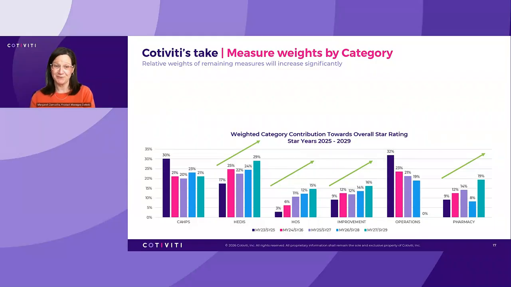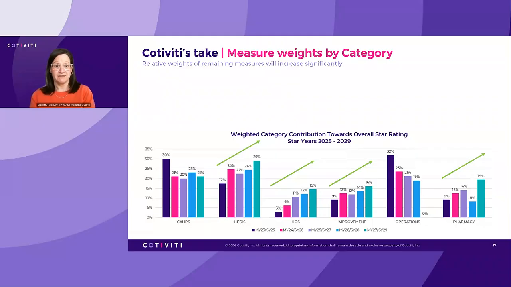Another more positive way to think about this would be even small changes in performance will have a bigger impact on star ratings. CMS is saying we're streamlining the program and giving plans fewer things to focus on, but it's more important than ever that plans really nail the remaining areas. Plans have to perform well in clinical care, outcomes, and patient experience of care measures.